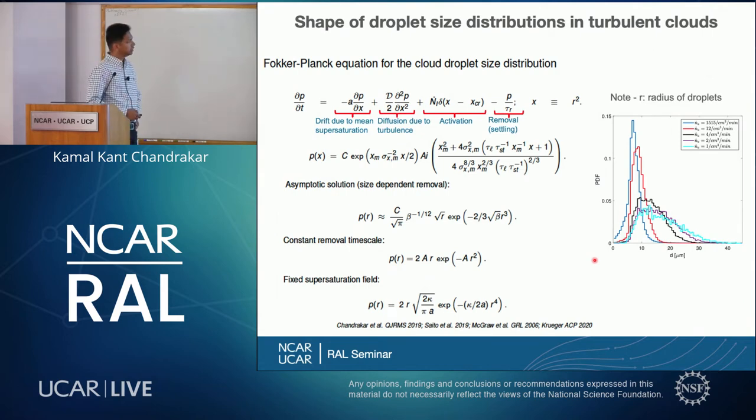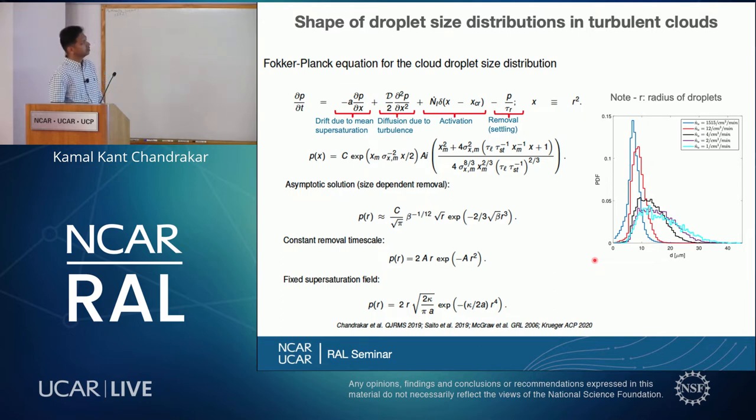To better understand the shape of the droplet size distribution, we formulated a Fokker-Planck equation for droplet size. Here P is the probability distribution of droplet sizes. The first term on the right side represents the drift, or growth due to the mean supersaturation. The second term represents the diffusion, or broadening due to the turbulent fluctuation. The third term represents the source of particles through activation, and the last term is the removal. In the chamber, most of the removal is because of gravitational settling.